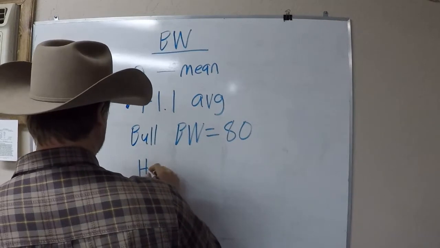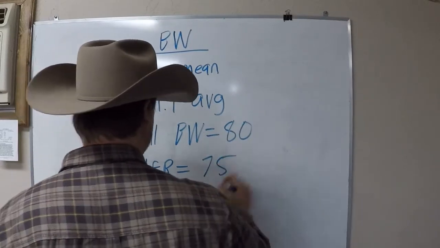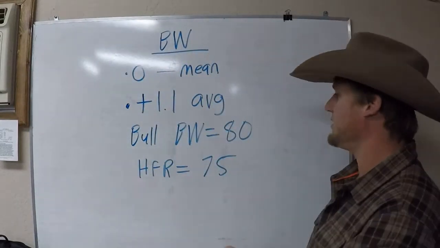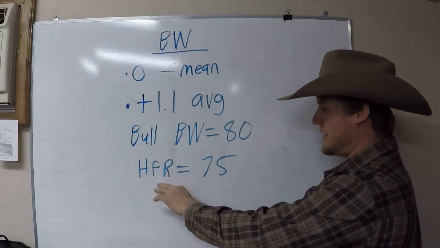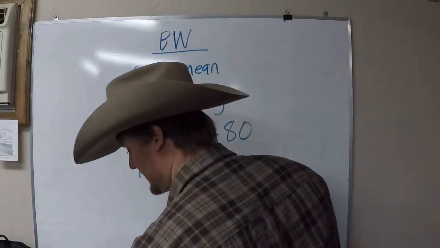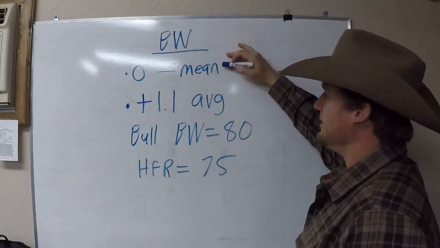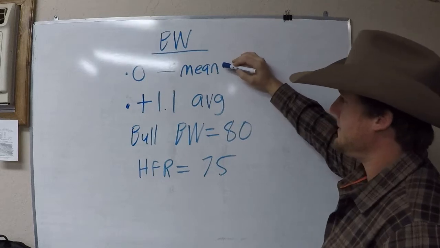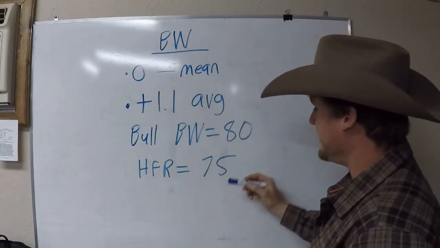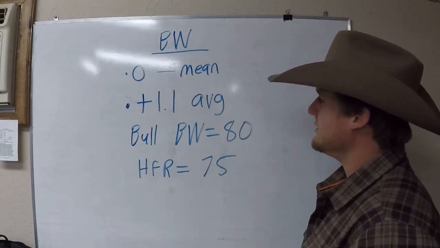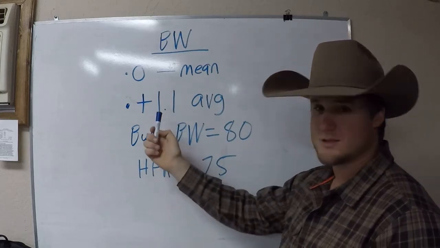The average heifer weight, 75. Okay, so in the Angus Association, in their database, they say the average bull this year weighed 80 pounds of birth weight. The average heifer weighed 75 pounds. Okay, now we're going to get really kind of tricky. So birth weight is when the calf was born, right? So 0 would be 80 pounds if it was a bull. 0 would be 75 pounds if it was a heifer. The average birth weight metric this year was 1.1 plus, right?